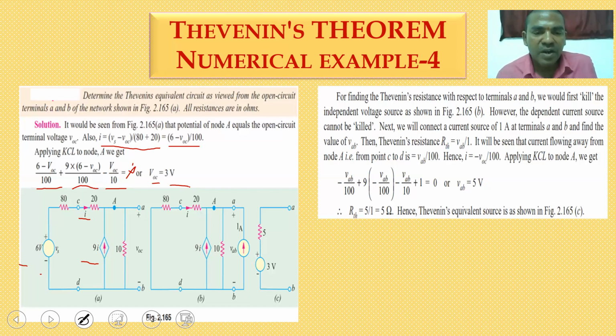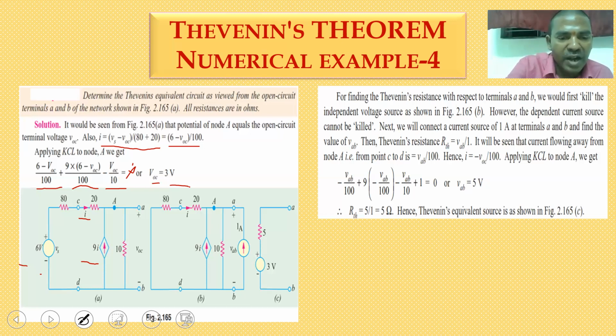The voltage drop across the 1 ampere current source is VAB. So VAB is same as VTH only. So with respect to that, I am going for the calculation. So here also 4 branches are connected in parallel. So 1 ampere current source is flowing. So another one, the 9I current source is flowing. So 80 plus 20 is the total resistance value, in parallel with the 10 ohm resistor.